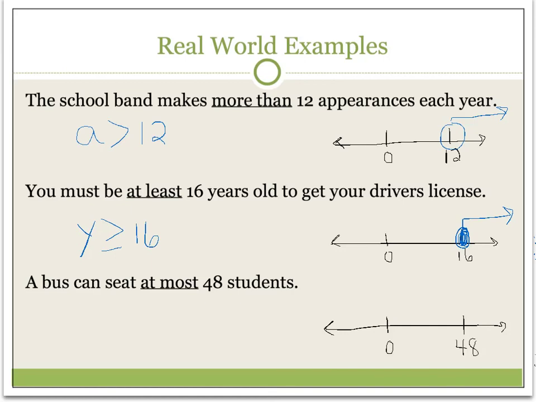So if we let S be the number of students that are going to sit on the bus, we know that that value has to be less than 48, but it could also be equal to 48. And so the inequality that we come up with is S is less than or equal to 48. Again, that would be a closed circle on 48 on your number line, and this time it would go to the left, indicating less than that.